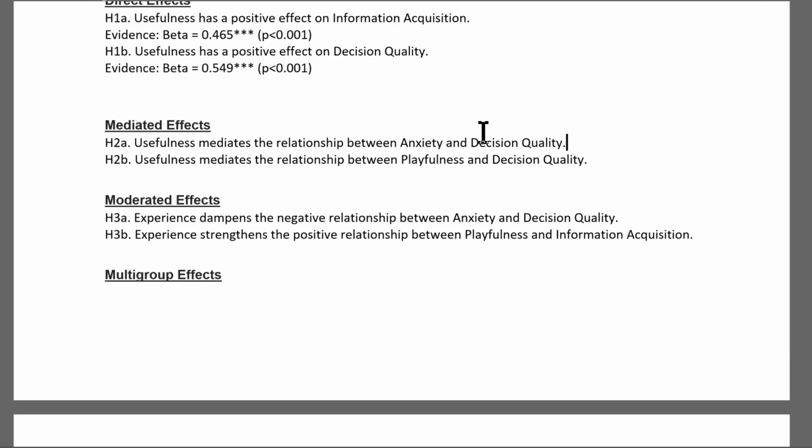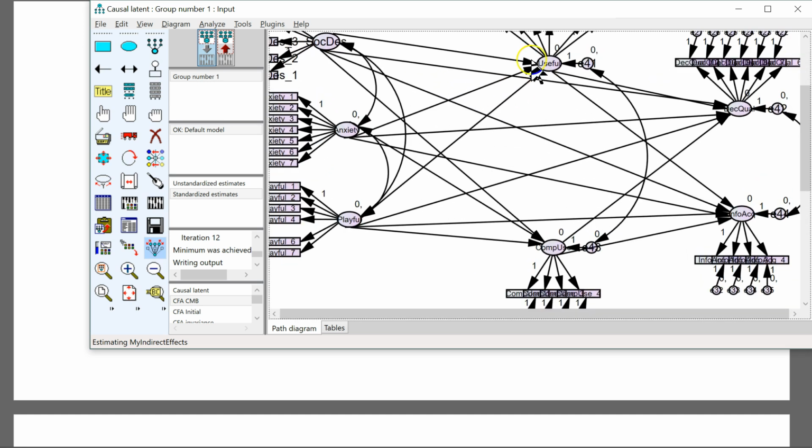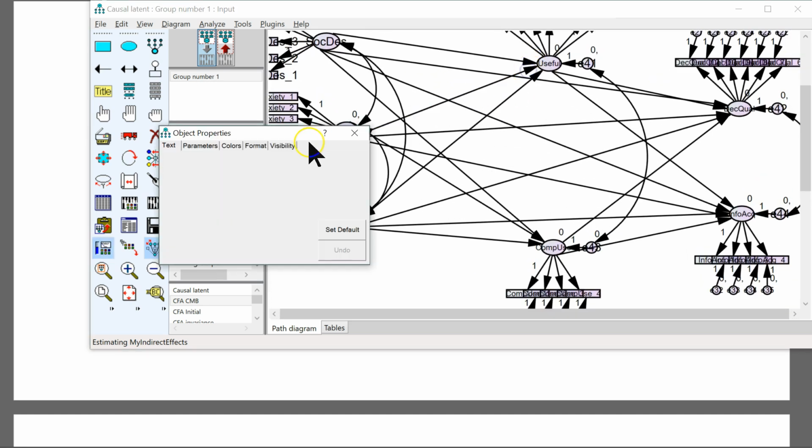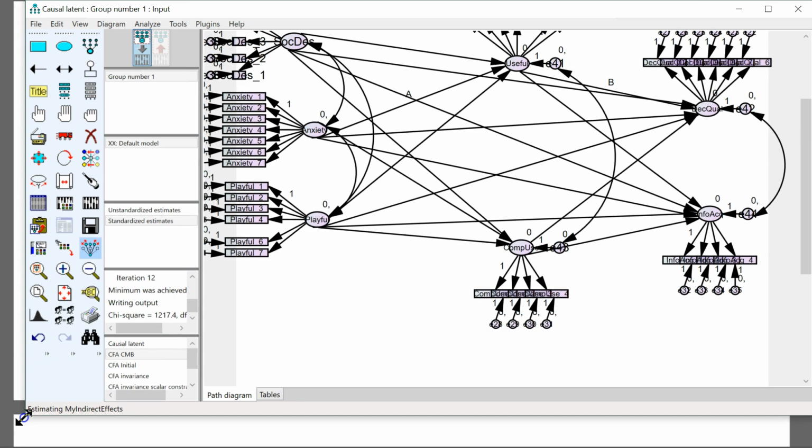And then you just gotta name those paths. So for us, it was anxiety to decision quality through usefulness. So I'd name, let me double click that path. There we go. I'm gonna name this one, parameters, name this capital A, and name this next one to decision quality, capital B, and then the estimand, oh, but I can't do it because I have missing data.